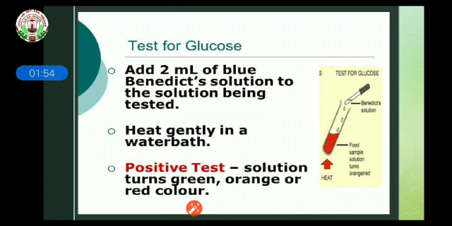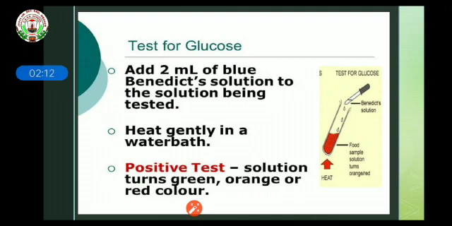After a few minutes we will find that the solution turns green, orange or red in color, which shows the presence of sugar in that food. For example, you can take sugar crystals, jaggery, sugarcane juice or any fruit juice.